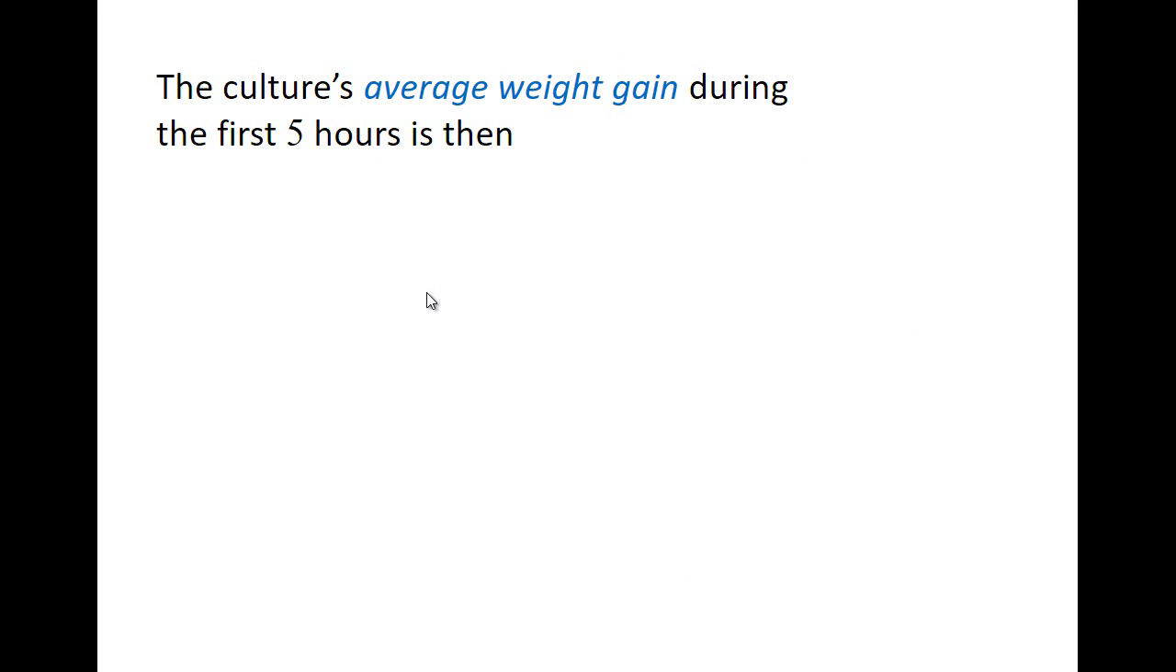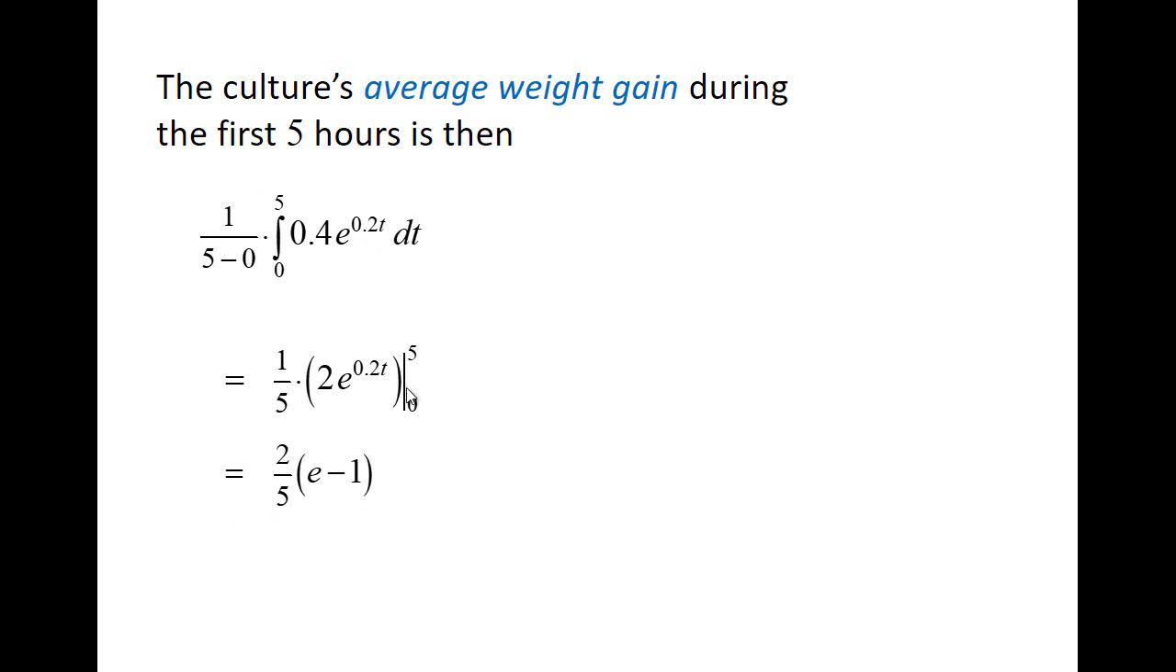The culture's average weight gain during the first 5 hours, what is that? Well, the average weight gain during the first 5 hours would be 1 over 5 minus 0 times the integral from 0 to 5 of 0.4 e to the 0.2 t dt. So this is the rate of weight, or W prime here. And we already calculated that integral. The value of this integral we calculated to be 2 times (e minus 1). So now it will be 2/5 (e minus 1). That's about 0.6873 grams per hour. So the average weight gain would be this over the first 5 hours.